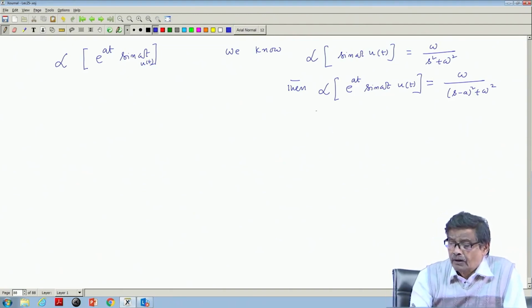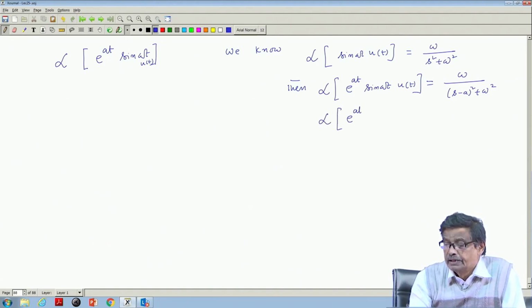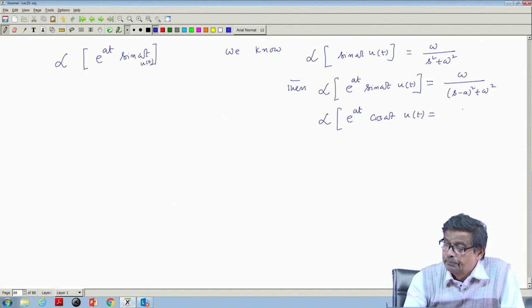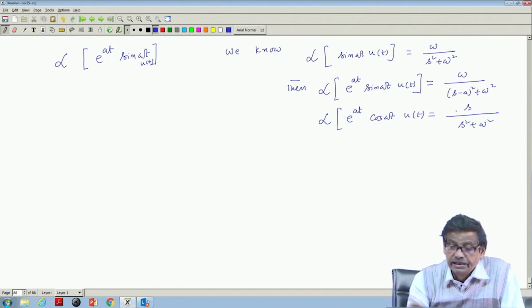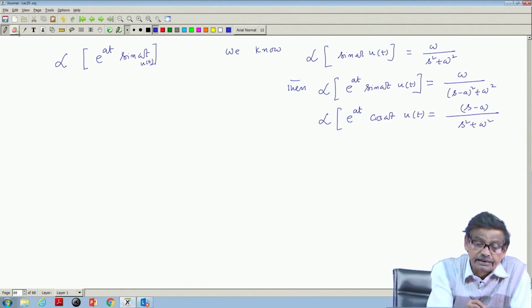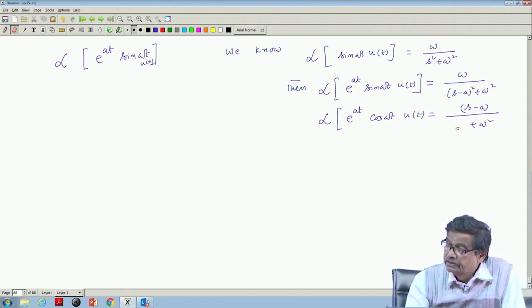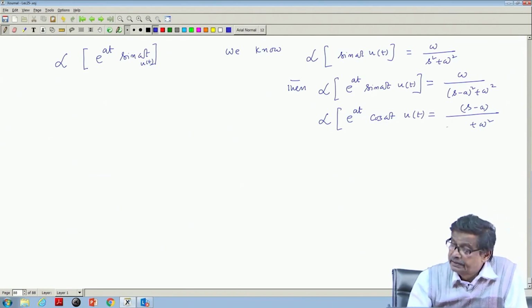Similarly, for the Laplace transform of e to the power a t cosine omega t into u t: for cosine omega t, the Laplace transform is s by s square plus omega square, that is what we have seen. But since it is multiplied by e to the power a t, s should be replaced by s minus a. Wherever s occurs on the right hand side should be replaced by s minus a.